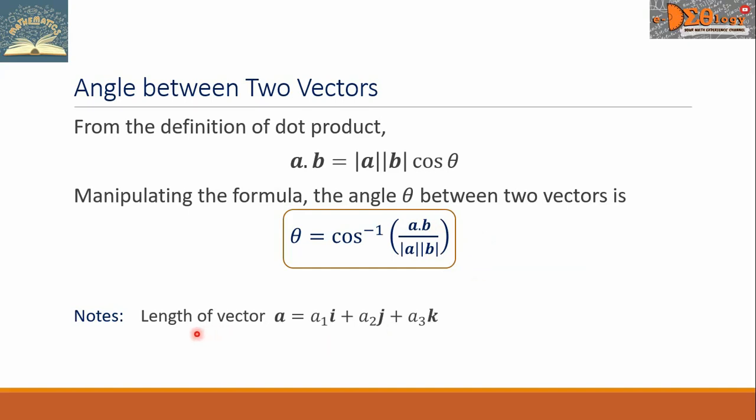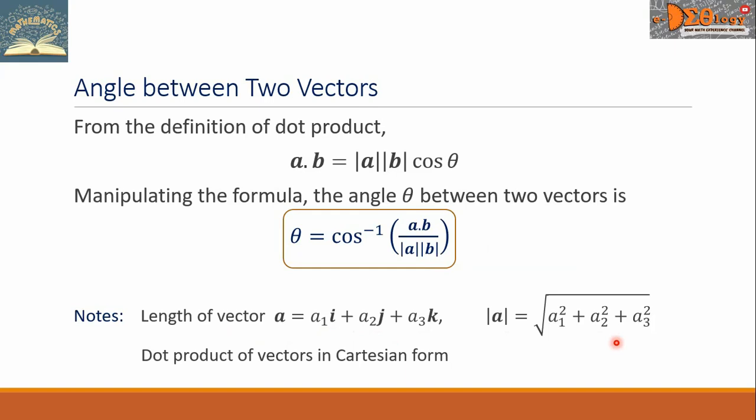Remember that the length of vector A, that is A equals A sub 1 i plus A sub 2 j plus A sub 3 k, and the formula will be like this. Now, for the dot product of vectors in Cartesian form, we have this formula.